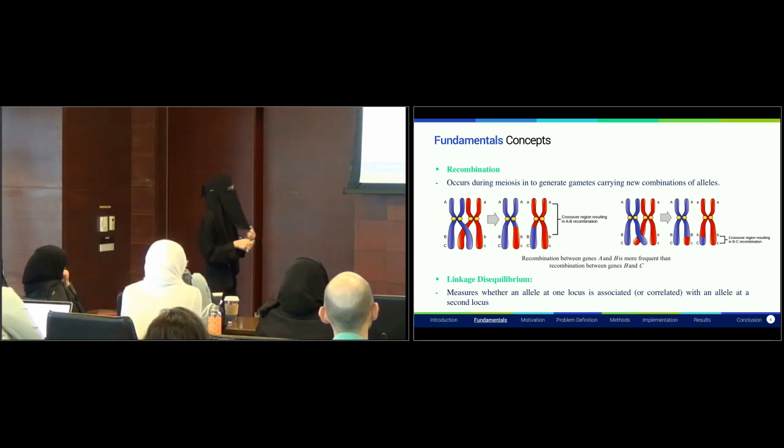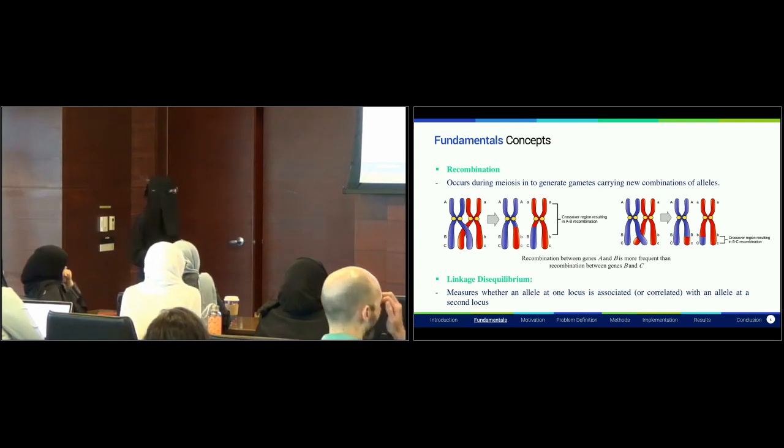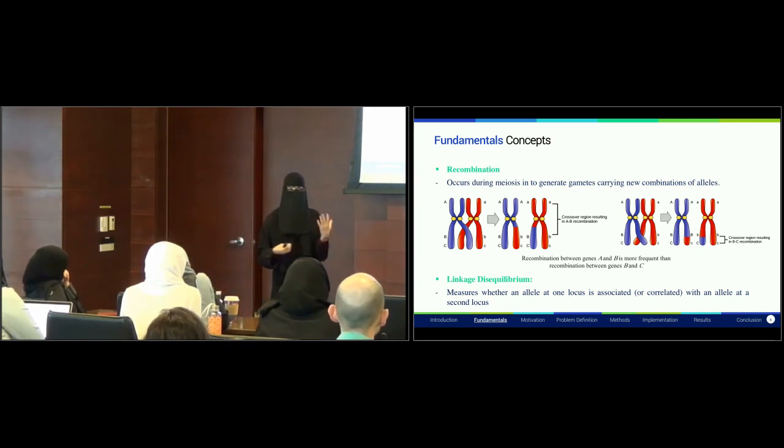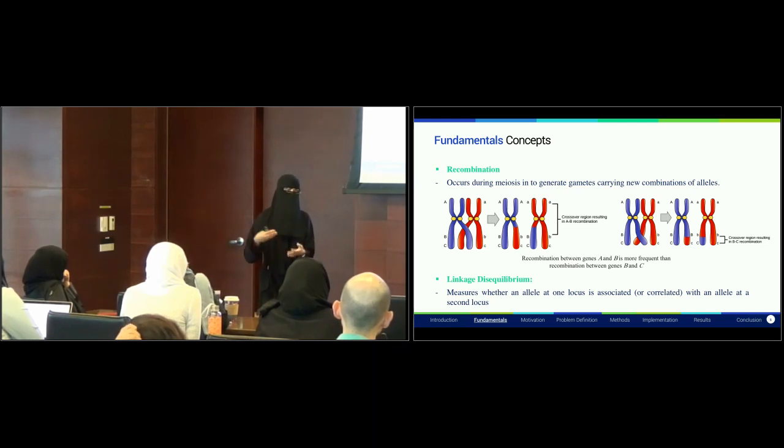And there is one important concept related to this concept of linked genes, which is known as linkage disequilibrium. What does linkage disequilibrium mean? Linkage disequilibrium measures whether one allele at one locus is associated or correlated with a second allele at another locus. More simply, whether one allele at one locus tends to be found more frequently with a second allele at a second locus. This term is usually used with the chance of co-inheritance of alleles at different locations.